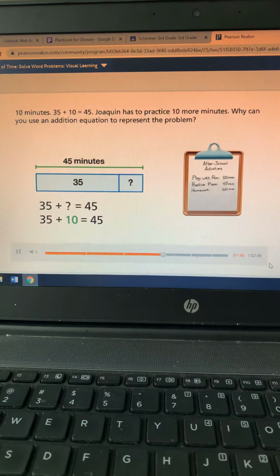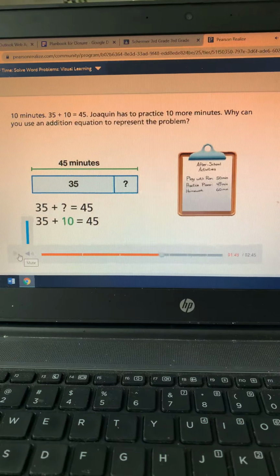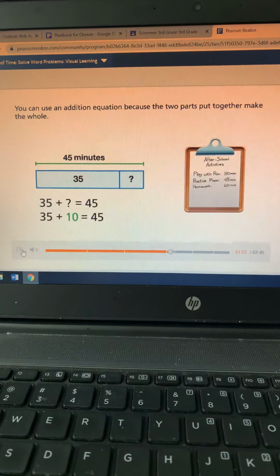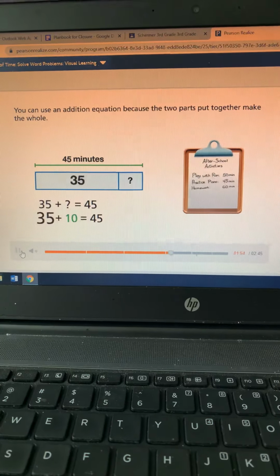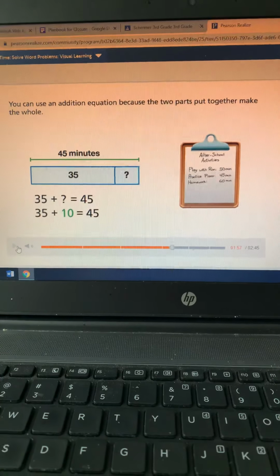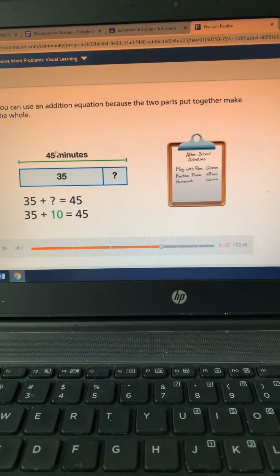Why can you use an addition equation to represent the problem? You can use an addition equation because the two parts put together make the whole. You can use addition because this plus whatever this is will equal that.